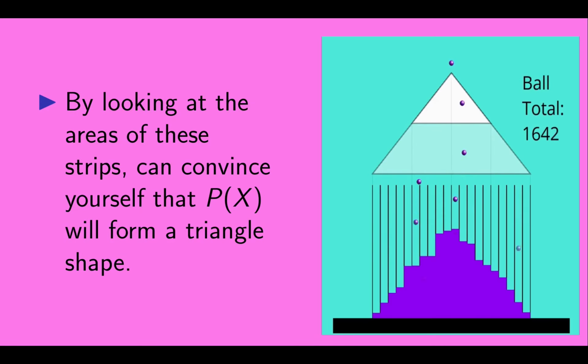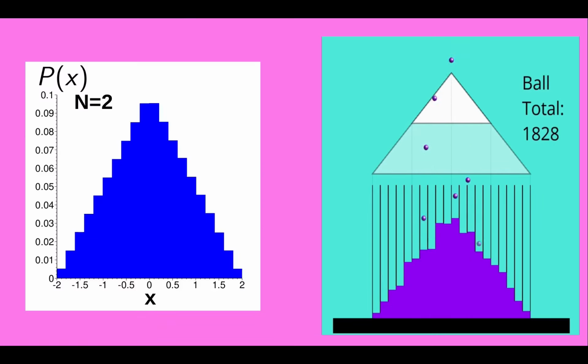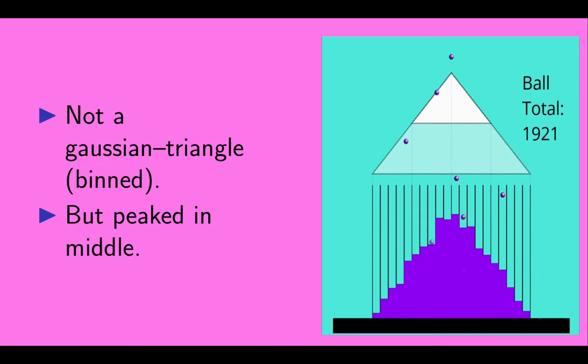By looking at the areas of these diagonal strips, you can convince yourself that a plot of the probability of the ending location of the ball, here denoted P of x, will take a triangle shape. So here's that plot. A triangle shape is what happens on average. This is clearly not a Gaussian, but it is peaked in the middle of the distribution.